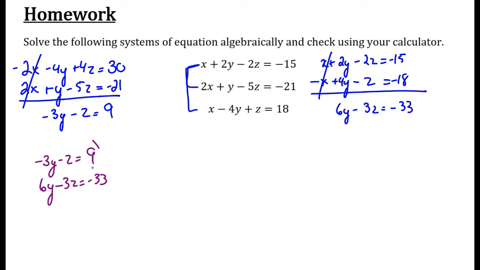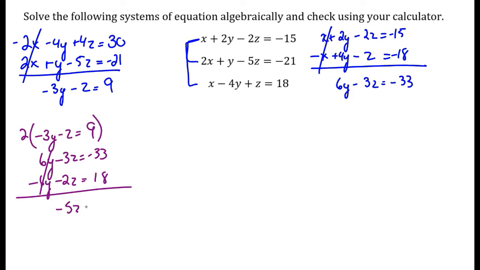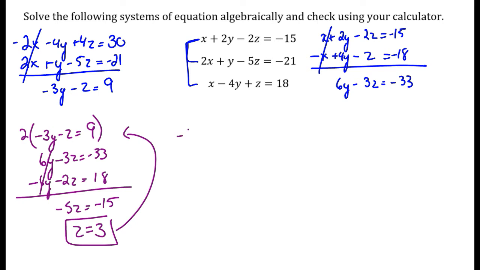I need these to eliminate, so I'm going to multiply the top equation by 2, because that will give me negative 6y minus 2z equals 18, which means my y's will eliminate very easily, and I'm left with negative 5z equals negative 15, which implies that z equals 3. We haven't finished solving the Algebra 1 problem yet because I have to plug that back into one of my two equations. So I'll do negative 3y minus z, which I now know is 3, equals 9. Negative 3y equals 12, which means y equals negative 4.